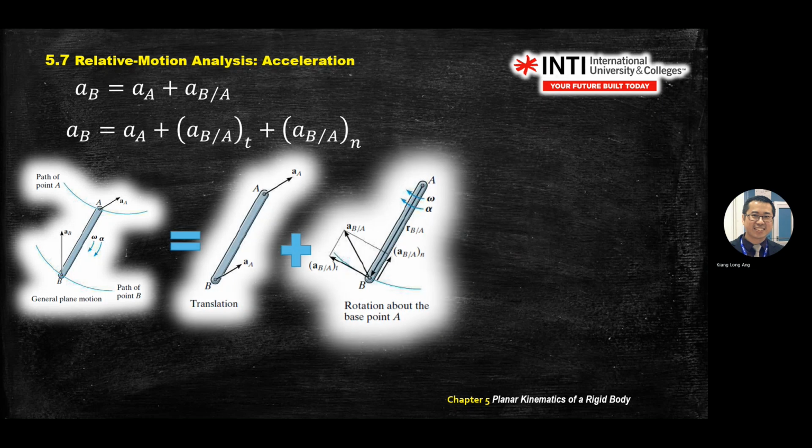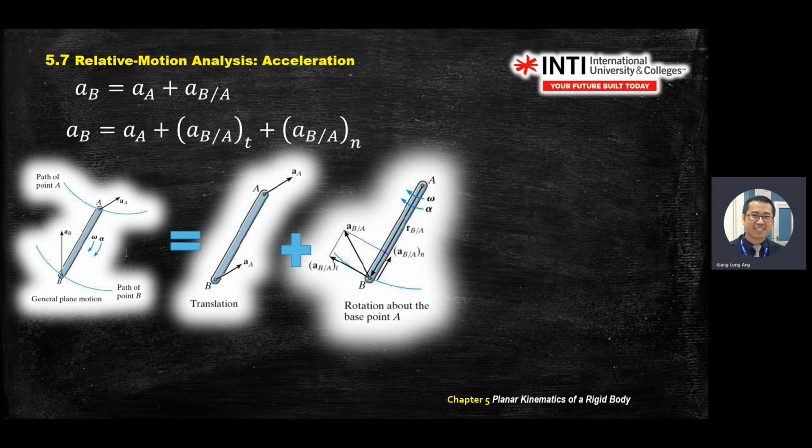Translation means point A, point B move in a straight line, and then you fix at one point and then you turn. Okay, so general plane motion, if this comes up in the question later, you need to split the final action into translation and rotation.